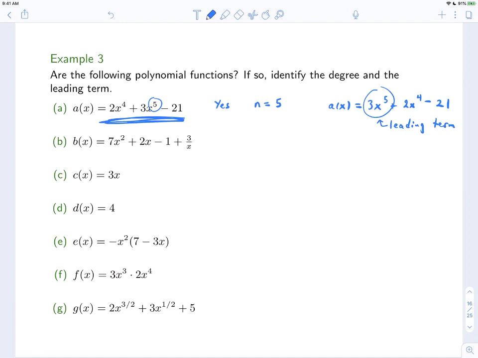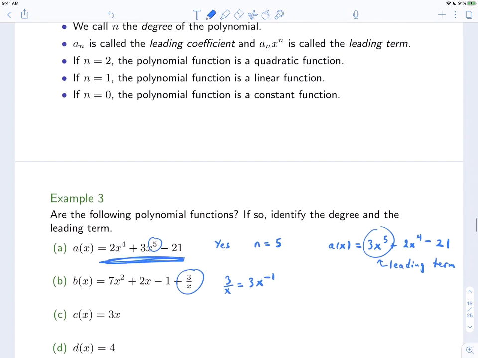What about b? b of x is 7x squared plus 2x minus 1 plus 3 over x. This is not a polynomial function because of this term right here. 3 over x equals 3 times x to the negative 1. This is a power function, but all of your powers have to be positive.